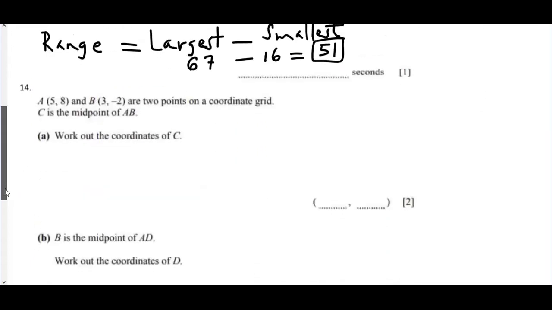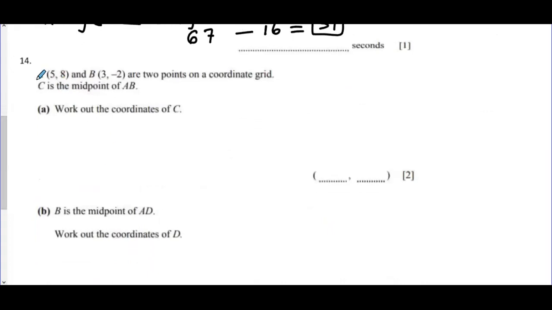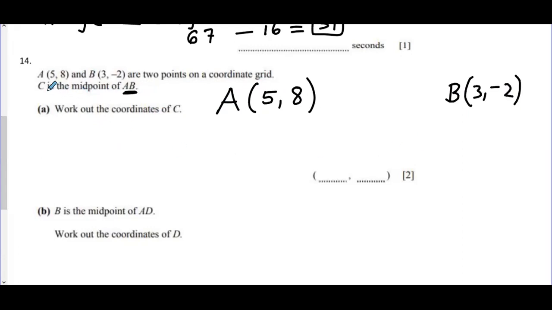Right, so the next question will be this question here. A with coordinates 5, 8 and B with coordinates 3, -2 are 2 points on a coordinate grid. C is the midpoint of AB. Work out the coordinates of C. Okay, so you have point A with coordinates 5, 8, and we have point B with coordinates 3, -2. Now the question is, C is the midpoint.